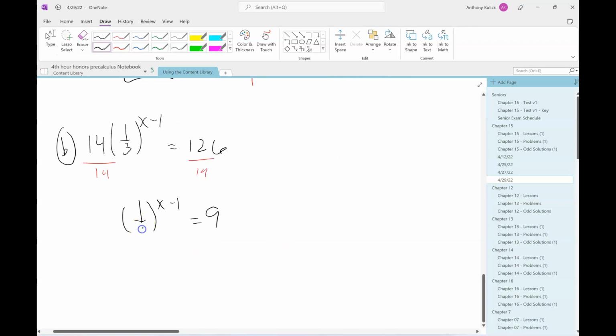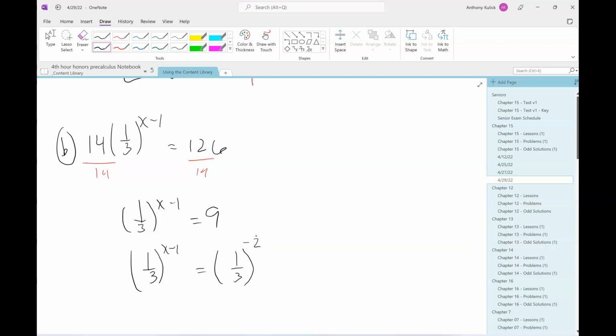So if I want to use the one-to-one method, I would have to rewrite 9 as a base 1/3 number. So 1/3, what power of 1/3 is equal to 9? Negative square root, like you square root and take the inverse. Yes, that, -2, is what you mean. Because 3 squared is 9, and then we need to flip it to make the negative, or because the negative exponent flips it.